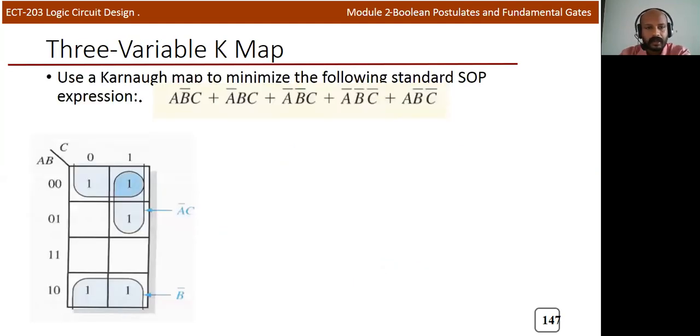Now finally I will discuss one more question. So this question is actually solved in the, again it's a three variable, but we will use the other format. Okay, 4 rows and 2 column method. Here you can see that it's given A, B bar, C, A bar, B, C, and the standard SOP form.